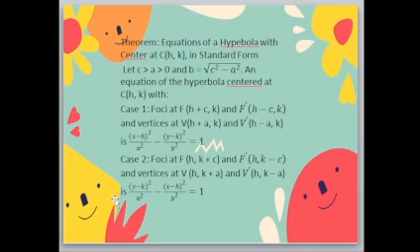So here in case number 2, together with a squared is (y minus k), and together with b squared is (x minus h). So you have to take note of these two cases so that it will be easy for you to identify what formula you are going to use.